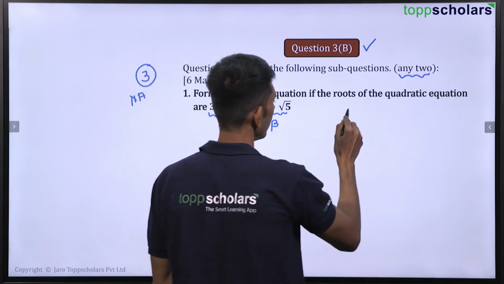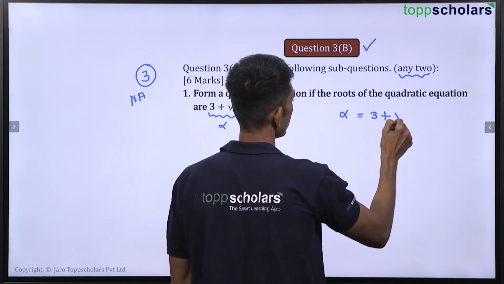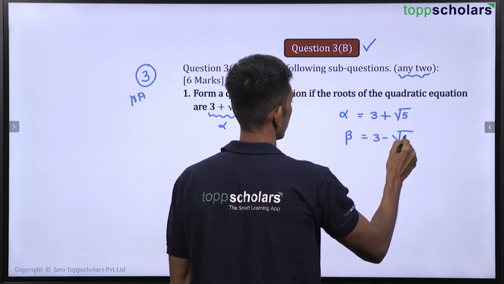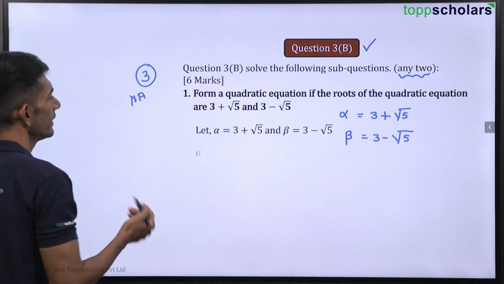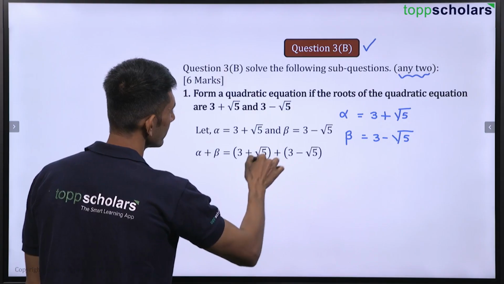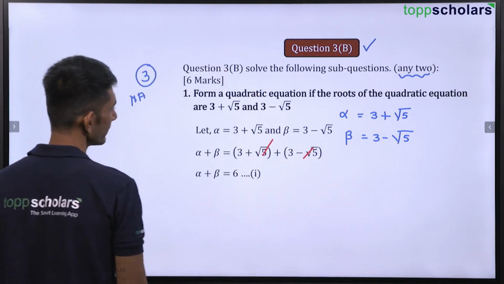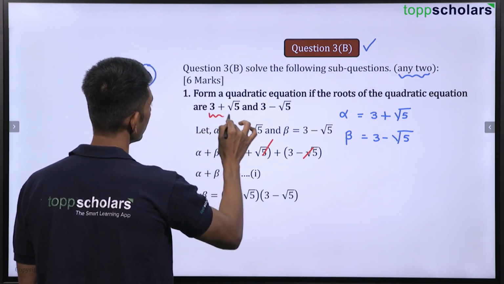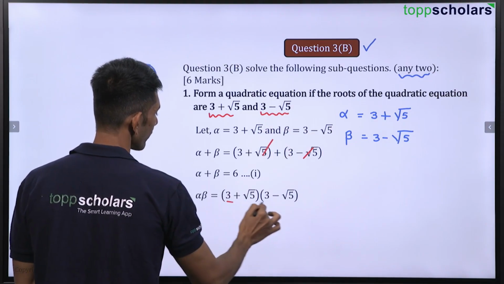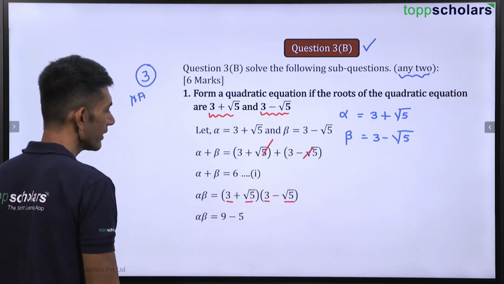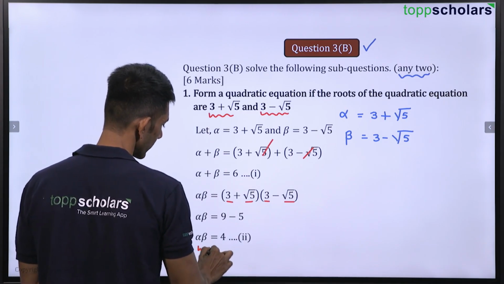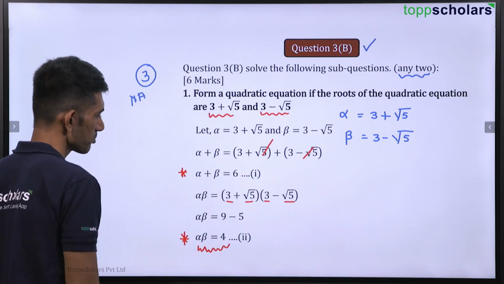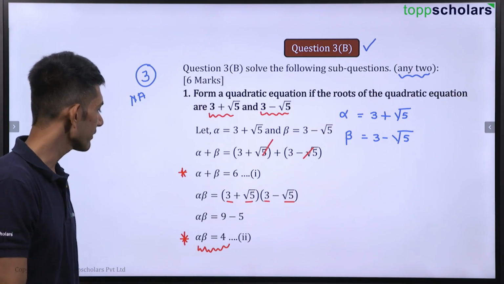So what is alpha? Alpha is 3 plus root 5, beta is 3 minus root 5. Find out alpha plus beta, then we'll find out alpha into beta. So alpha plus beta, this gets cancelled, you get 6. Now alpha into beta, this is a square minus b square. So 9 minus 5, that gives you 4, correct? So alpha into beta is 4, alpha plus beta is 6.